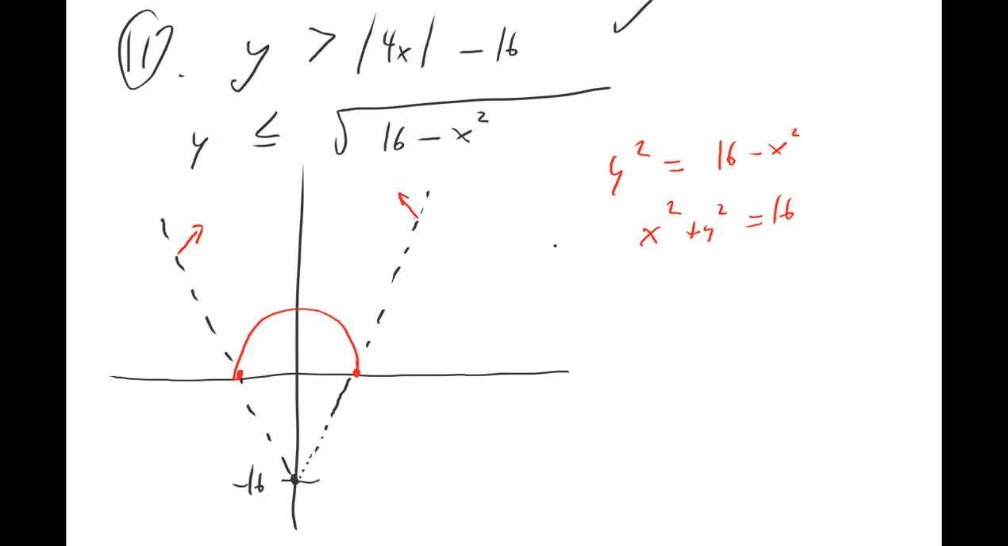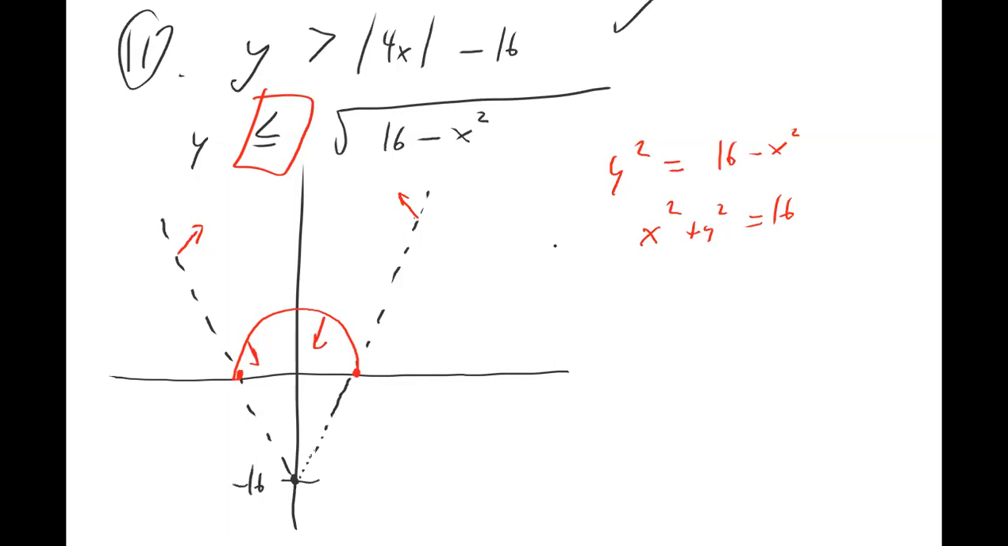Now notice that this inequality does have an equal sign, so that means the circle is solid, but the other one is just dashed. Now this y is below that circle, so you're going to have the area that's shaded to be below that circle.